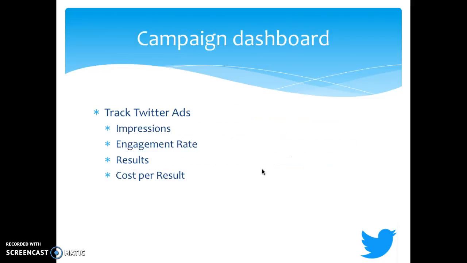Finally, we have the fourth feature, which is the campaign dashboard. This allows you to track the performance of your Twitter ads. You can track impressions, your engagement rate, results, and your cost per result. Twitter's analytics website defines results as actions that are tied to your objectives. For example, if your goal is website visits, the results tracked will be link clicks. Cost per result then is defined as how much you're paying on average for each relevant action people are taking from your ads.